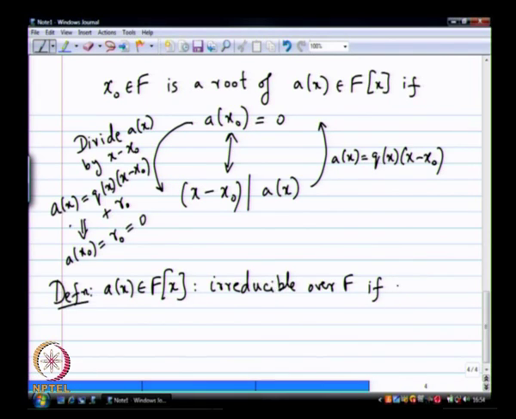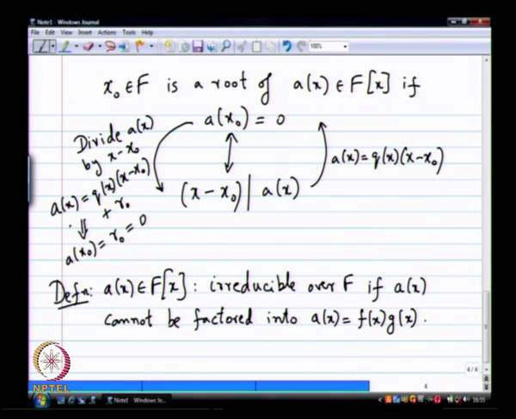So let's do this. Irreducible over f if f of x cannot be factored into a of x equals, let us say, f of x times g of x, where, thanks for pointing that out, both these belong to f[x] and the degree of both of them is greater than 0.